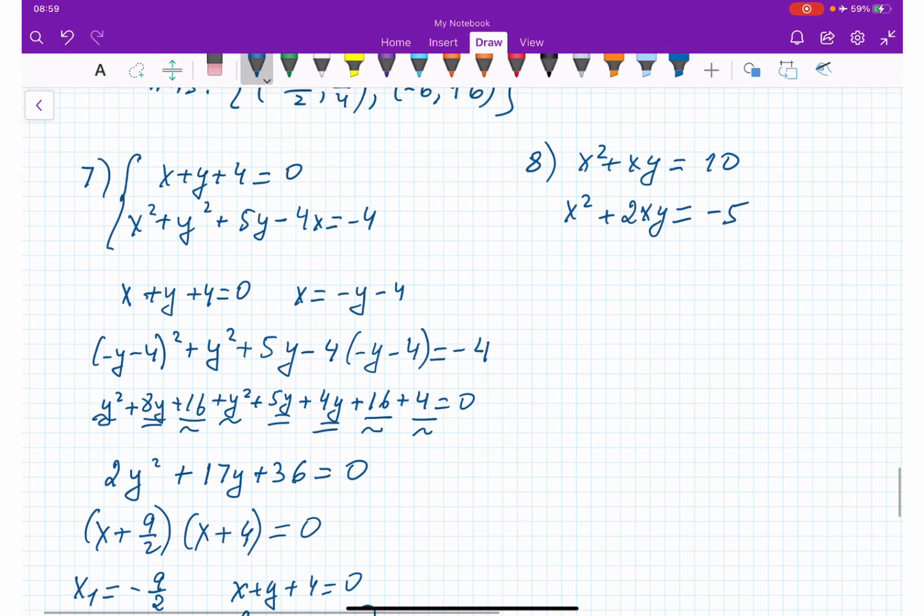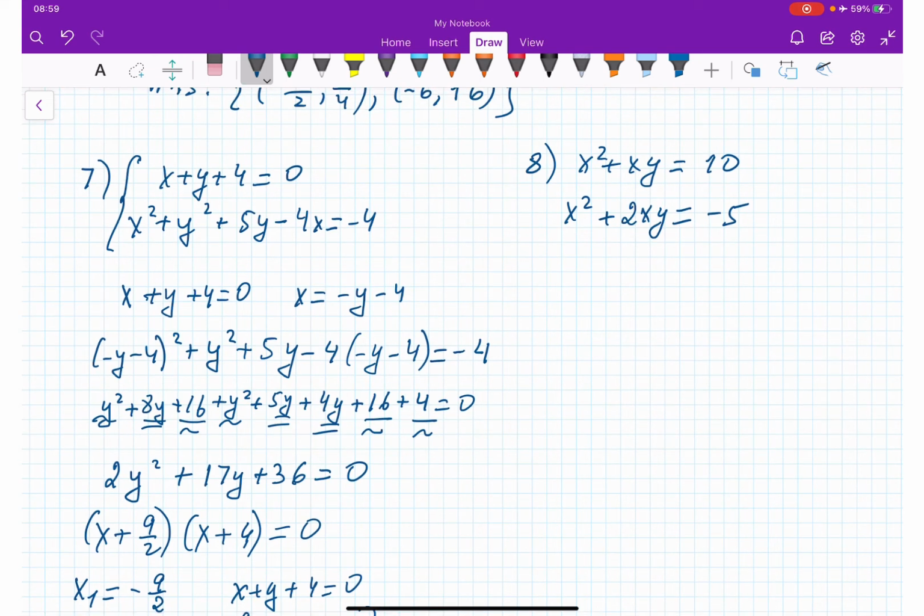All right, so from here, this is interesting. Look what I see here. I see xy here, and here I see 2xy, so I can plug xy in, right? Let me find xy from the first one. So x squared plus xy equals 10, and from here, xy is equal to 10 minus x squared.